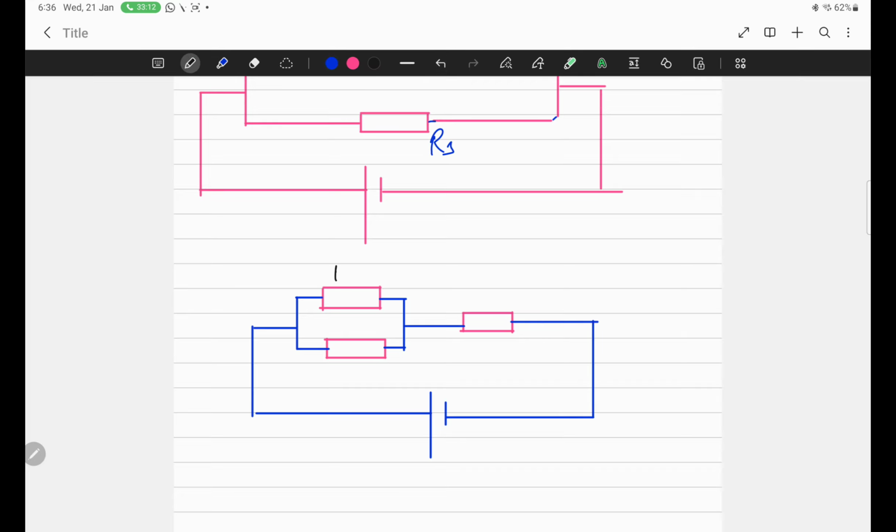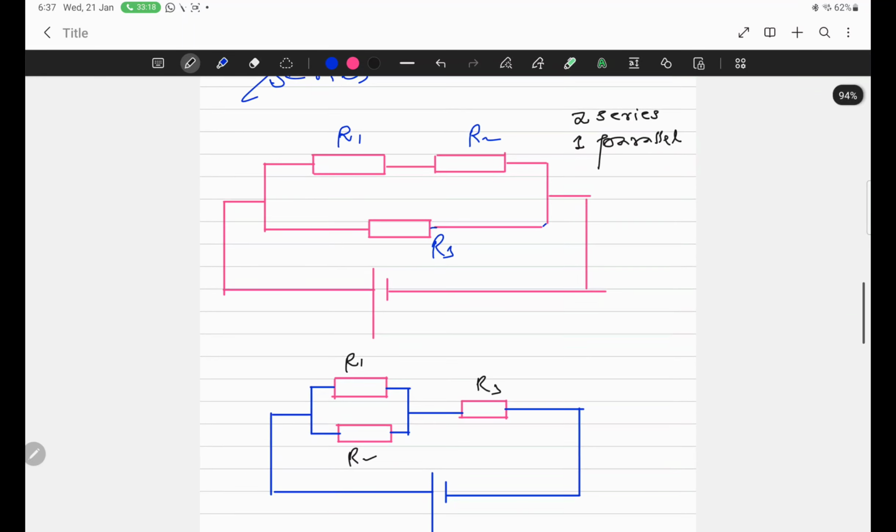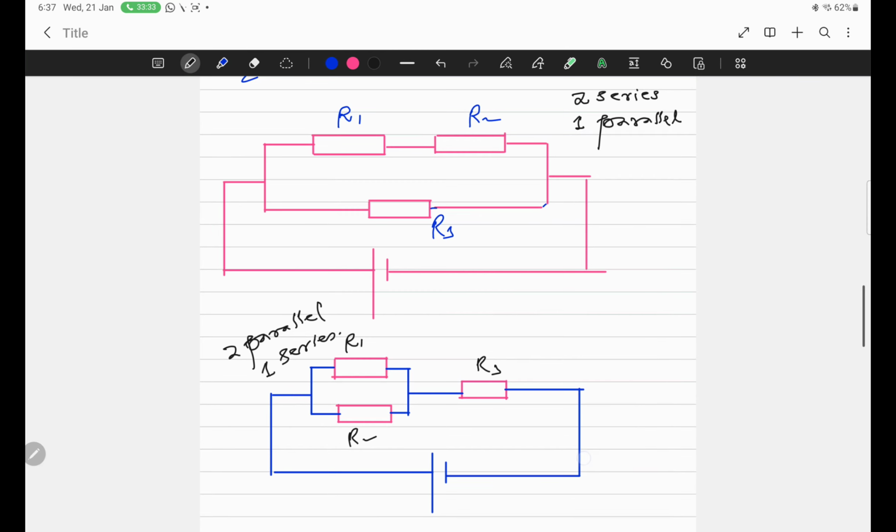In the Cambridge board, current electricity is very difficult. In Edexcel, it is not difficult. You will see only this kind of circuits. Two series, one parallel, or two parallel, one series. At least you should draw once.